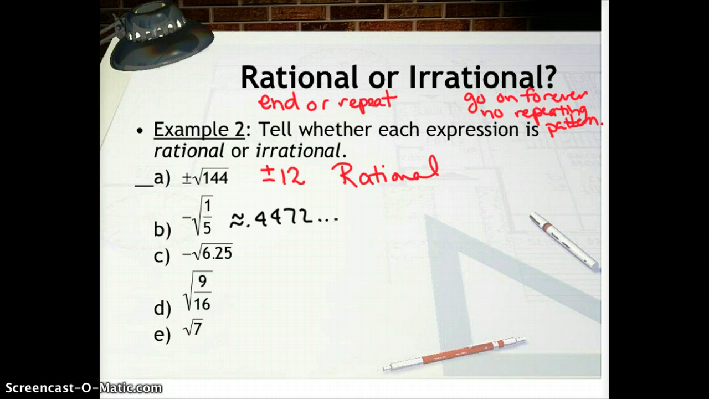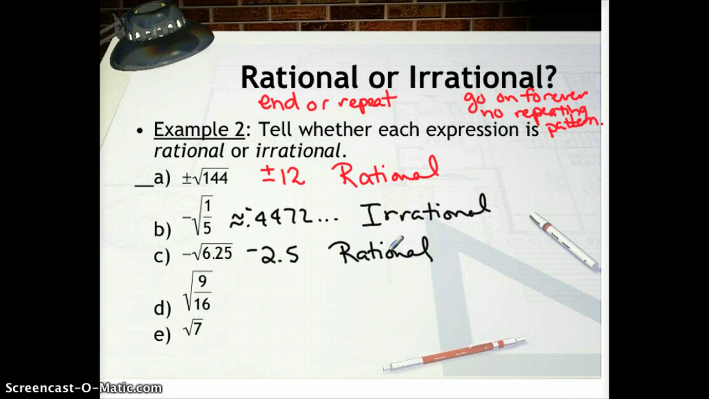I don't see a repeating pattern in it. It does not repeat, it does not end. It is an irrational number, and this is negative, by the way, symbol in front. Then if I'm looking for the negative square root of 6.25, I happen to know that 2.5 times 2.5 is 6.25, so this is negative 2.5. Hey, that one, it's nice, it ends, that's a rational number.